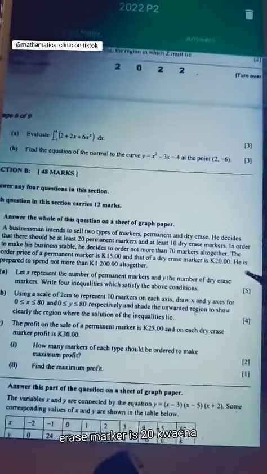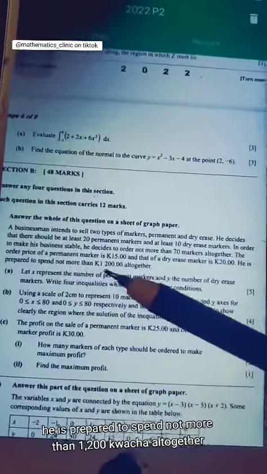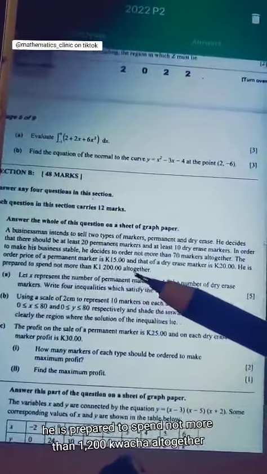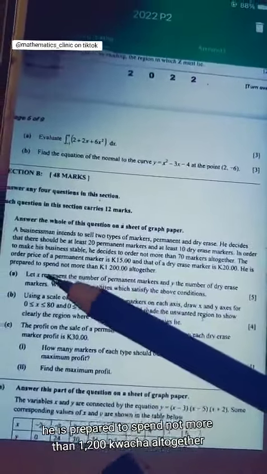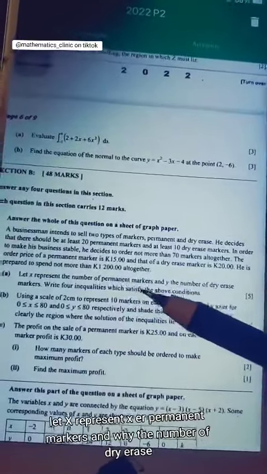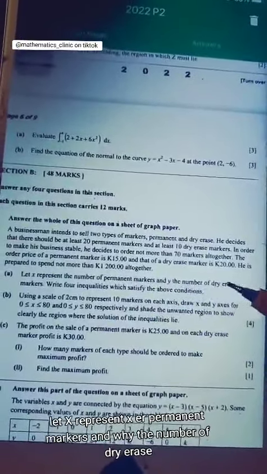The dry erase marker is 20 kwacha. He is prepared to spend not more than 1,200 kwacha altogether. Let X represent the number of permanent markers and Y the number of dry erase markers.